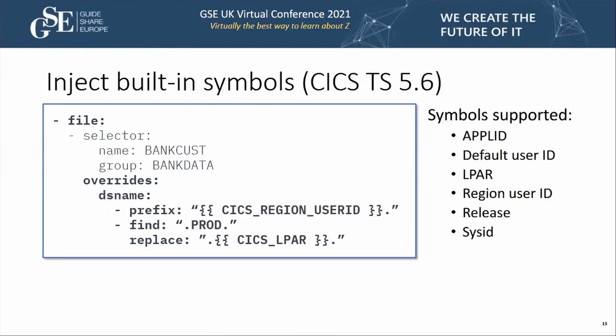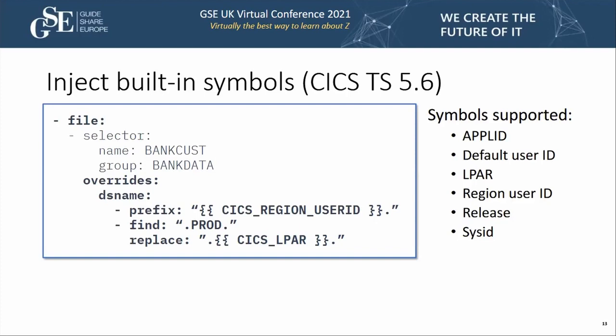Okay, so we've done selector, we've done override. Now let's look at the symbols. So we brought in a set of symbols at 5.6, which we've now extended in the CICS TS Open Beta. So currently we're supporting in 5.6 the Apple ID, the default user ID, the LPAR, a region user ID, the CICS release, and the CICS SysID.